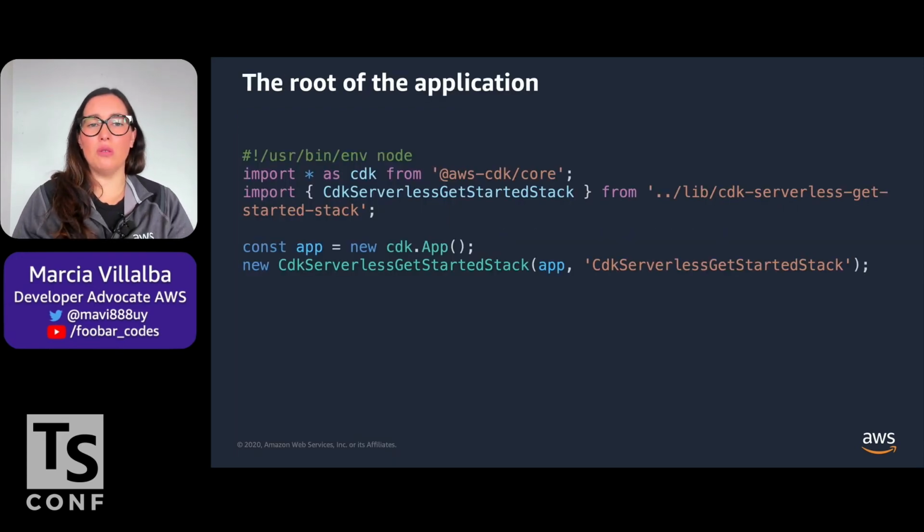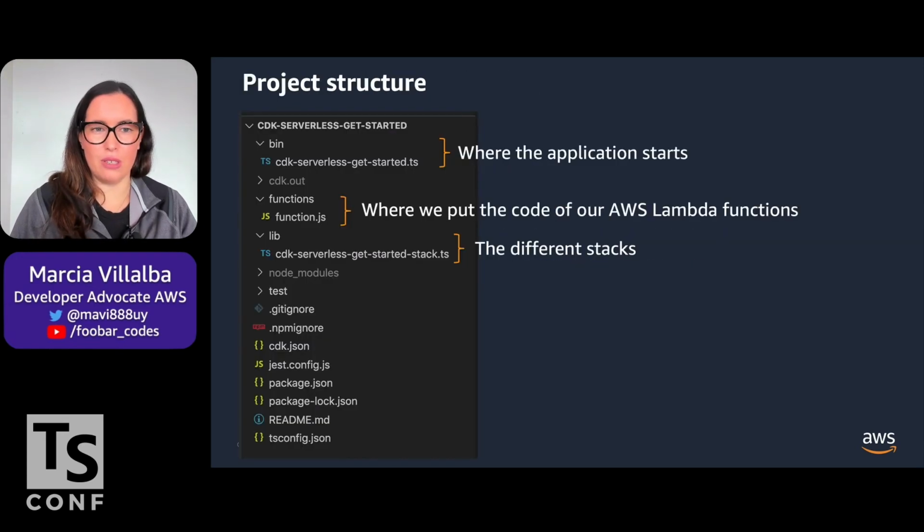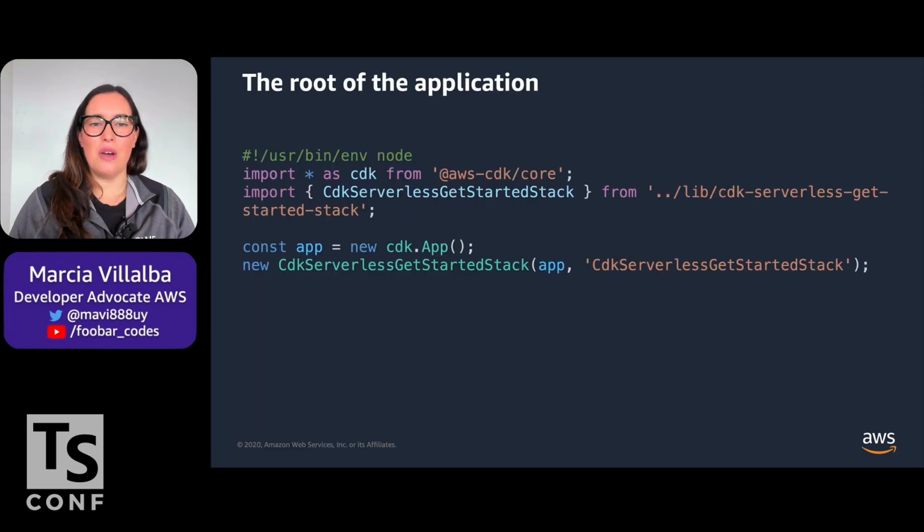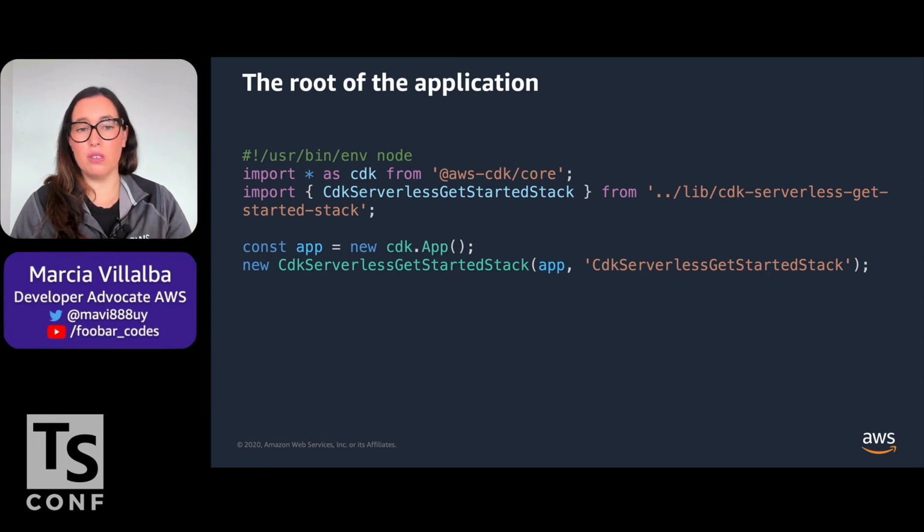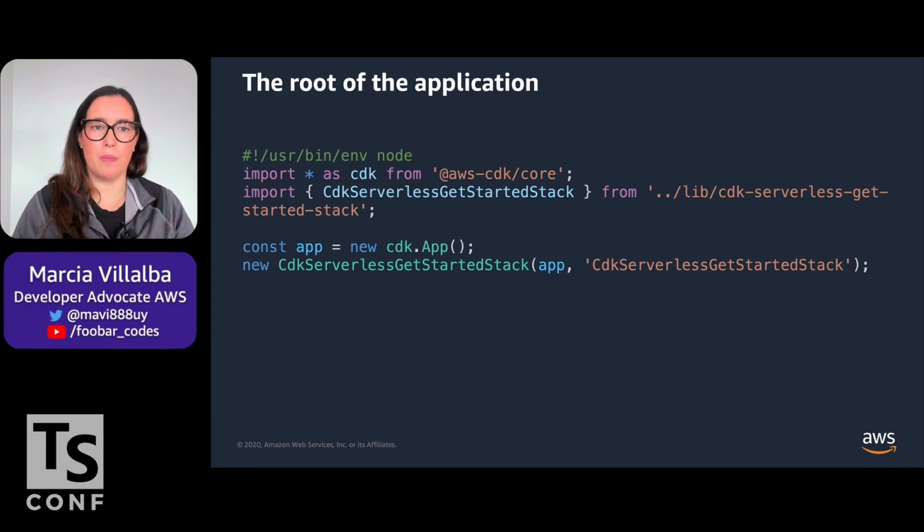Then in the root of the application, in that file that we saw in the bin, the cdk-serverless-get-started.ts, we will see something like this that is importing all the stacks that we have and then basically creating a new stack. If we have multiple, then we will create them here.